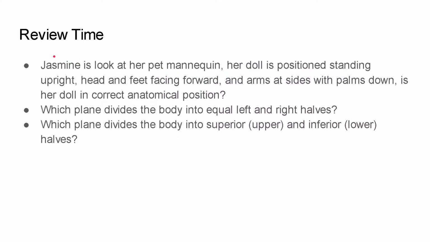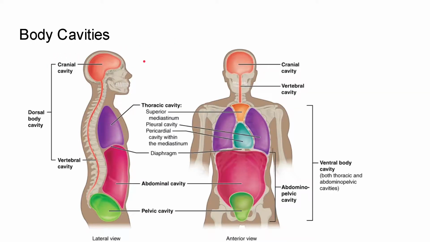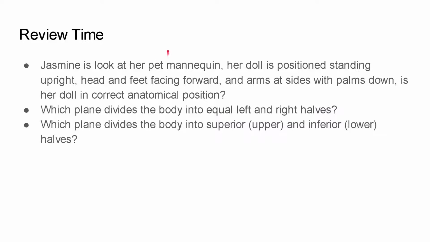So review time. Jasmine is looking at her pet mannequin. Her doll is positioned standing upright, head and feet facing forward, and arms at the side with palms down. Is her doll in correct anatomical position? Take a few seconds to think about that. No, it is not. Correct anatomical position is standing upright, head and feet facing forward, and then arms at the sides with palms forward. So that's wrong.